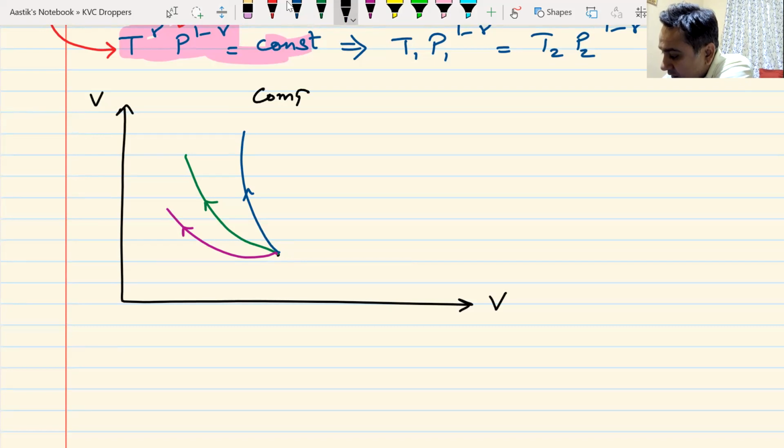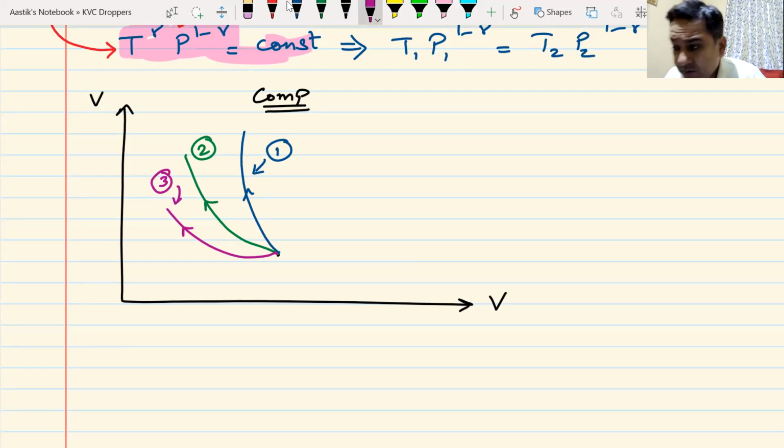Now you have to tell me which graph is for what gas. This is graph number 1. This is graph number 2. And this one is graph number 3. Which graph belongs to which type of gas? Monoatomic, diatomic, or polyatomic? The simplest one is the diatomic gas. Which is the graph for diatomic gas? 1, 2, or 3?